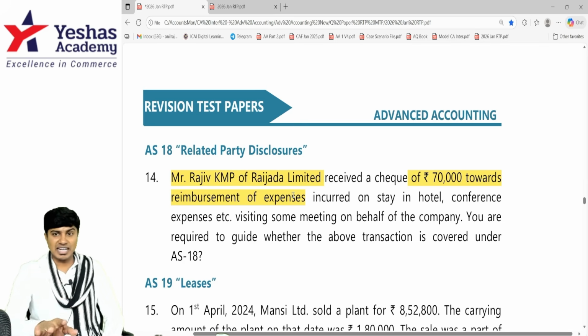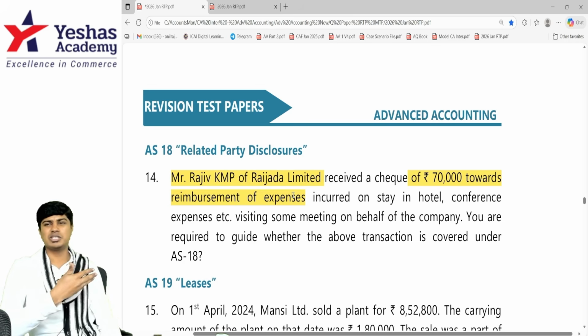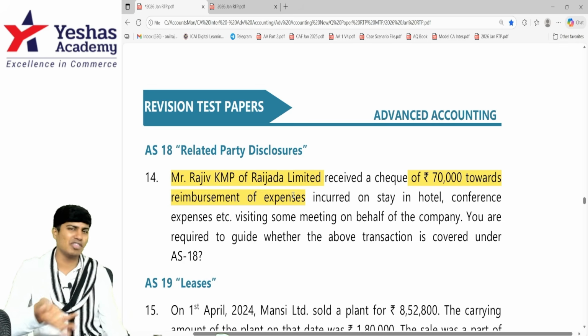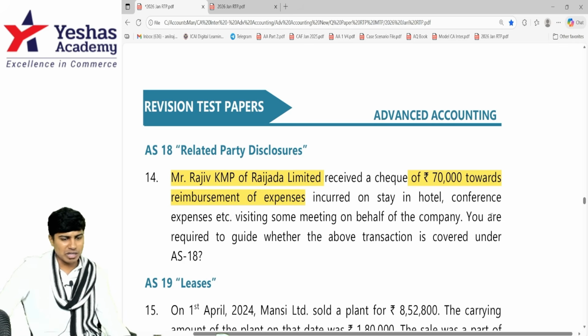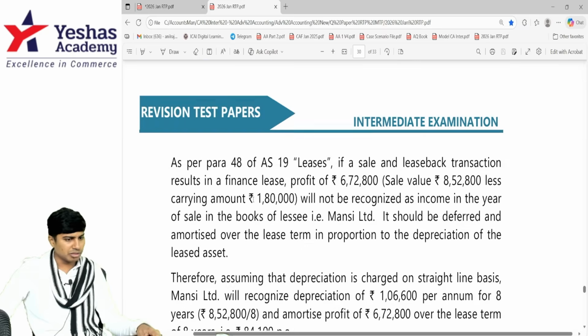Yes. Is this a transaction? Yes. But is there a separate disclosure of this needed? No. It is an expense which should have been paid by the company. On behalf of the company, he has paid. You have been asked to guide whether the above transaction is covered under AS 18. Have a look.